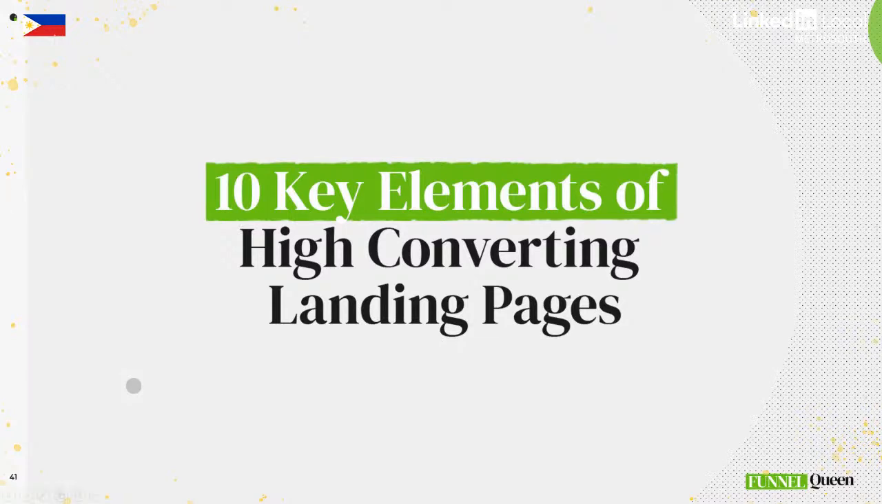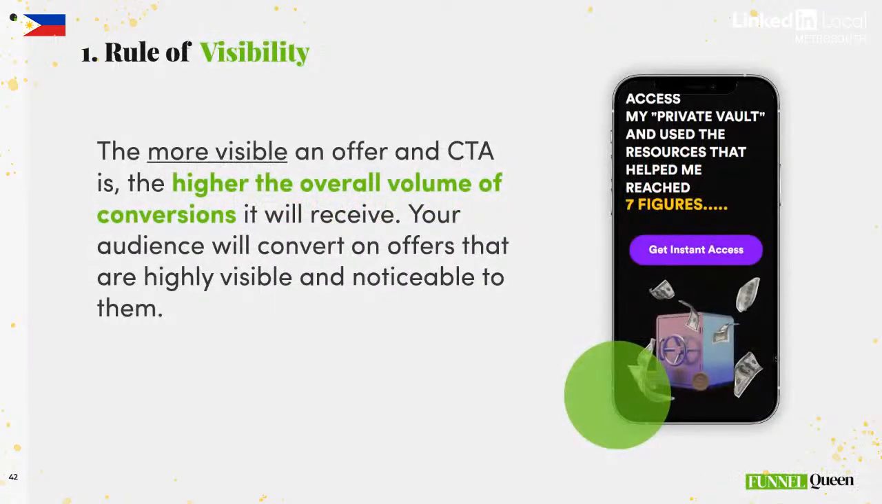All right, so let's talk about the first one. First one, rule of visibility. The rule of visibility states that the more visible an offer and CTA is, CTA guys, CTA stands for call to action, normally those are for the buttons, right? The more visible an offer and CTA is, the higher the overall volume of conversions it will receive.